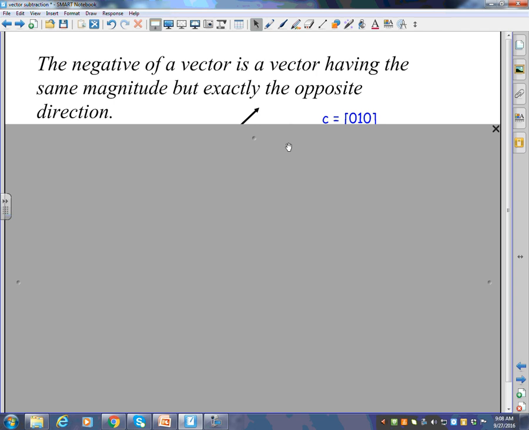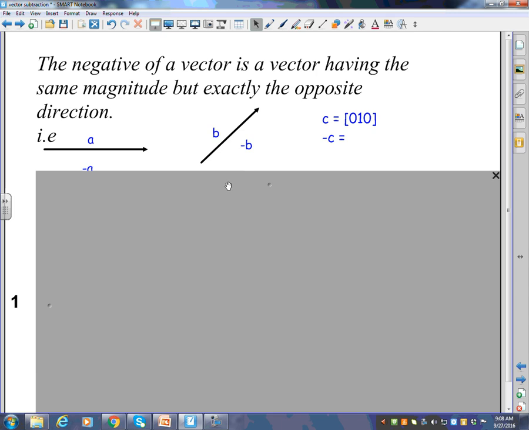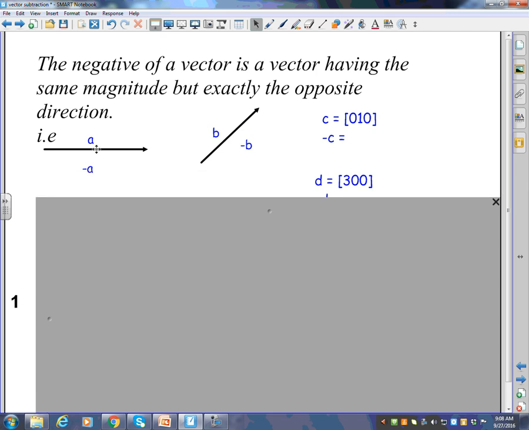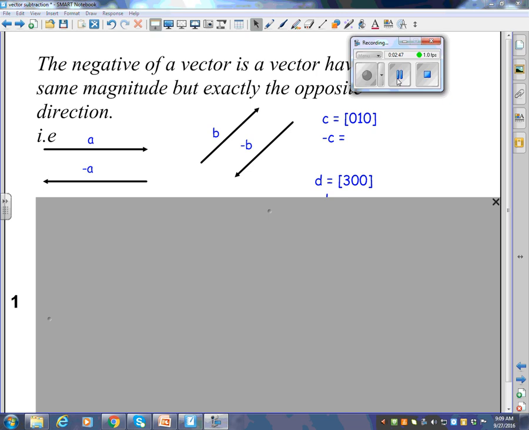So what do I mean by all this? Well, if A is like that to the right, what is minus A? Same length, just to the left. If B is up and to the right, minus B is down and to the left. And I'll pause there for a second because I know people are jotting stuff down.